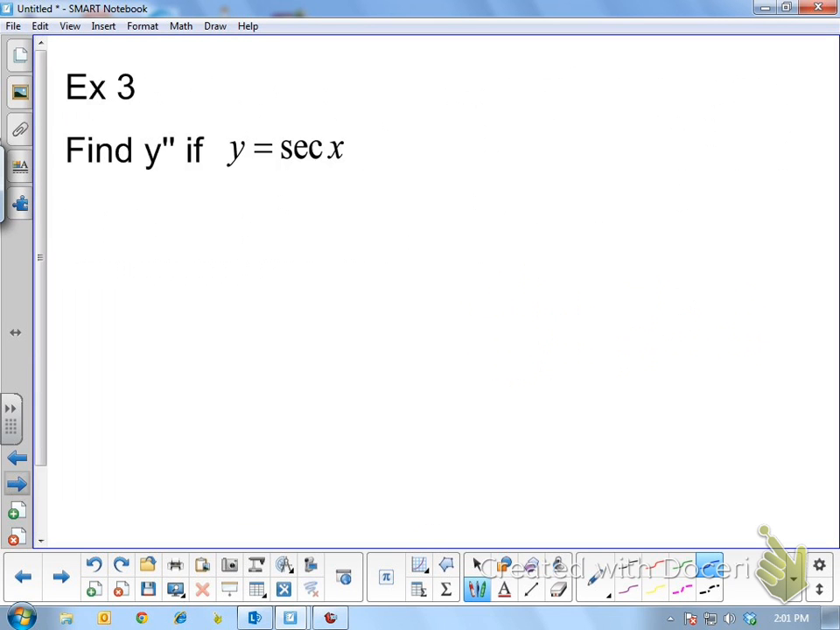Okay. So last example. What if I want to find the second derivative of secant? The first derivative is easy. We have a formula for that. So y prime, because to get to y double prime, we need the first derivative first. What is y prime? Secant tangent on this one. Secant tangent. Tangent. Backwards. So what am I going to have to do in order to find y double prime?